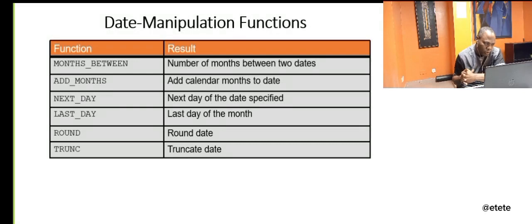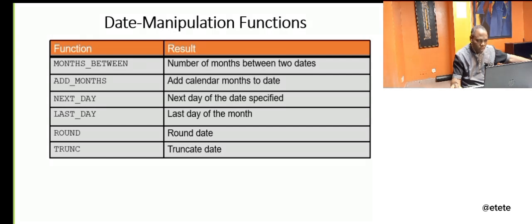Date manipulation functions that we are going to use: month between, add month, next day, last day, round, trunc. Month between gives the number of months between two dates. So month between is going to expect two arguments.